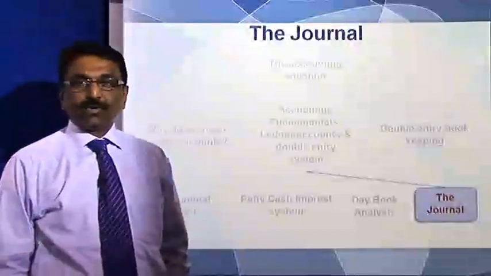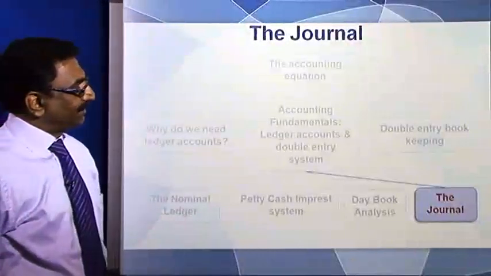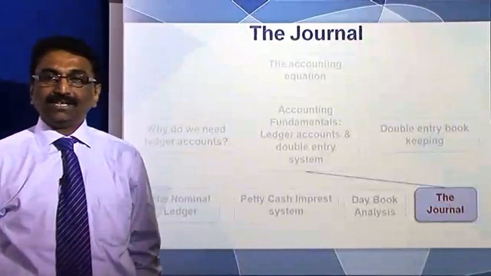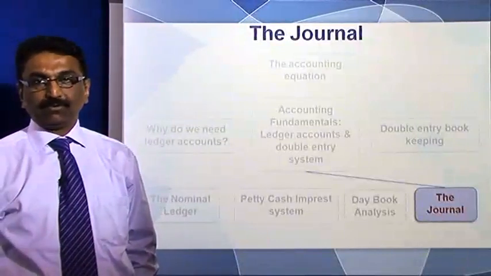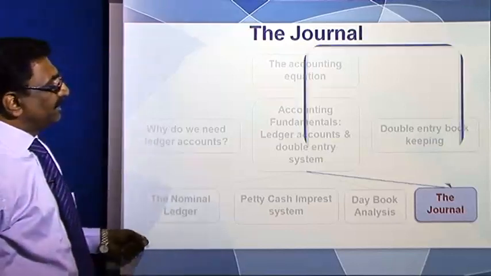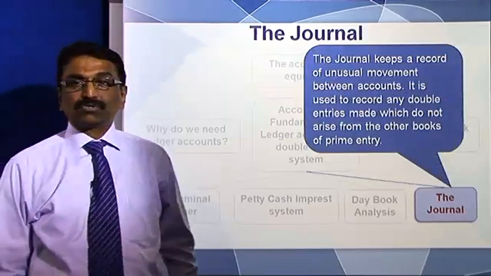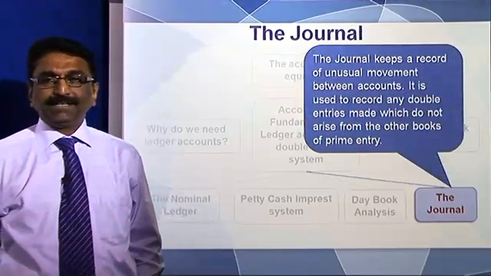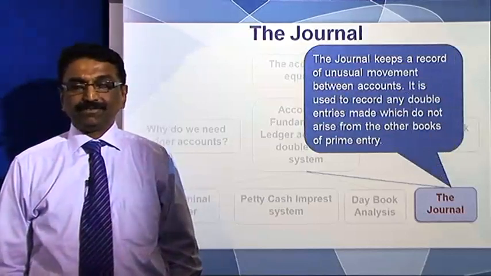Okay, now let's move on to another document of prime entry, like what we saw before, called the journal. Now, why is a journal required? Essentially, if you look at the other books of prime entry that we went through, there are many types of transactions that we will not be able to capture.